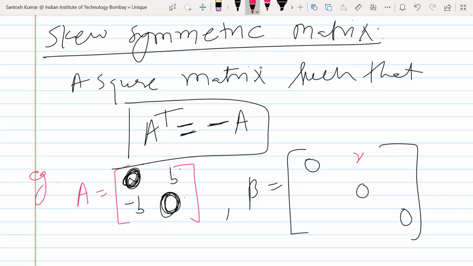So suppose you write here x y, so here you write minus x minus y, because you want the first row and first column to be negative of each other. So here you write, suppose, minus z, so you have to write z here, or here you write minus z, then you write plus z here, because you just want the negative.